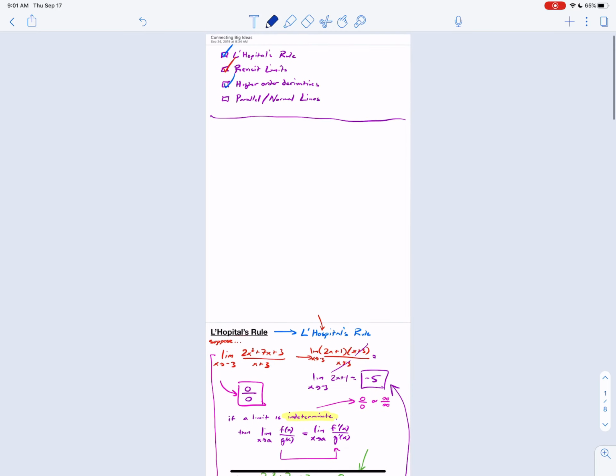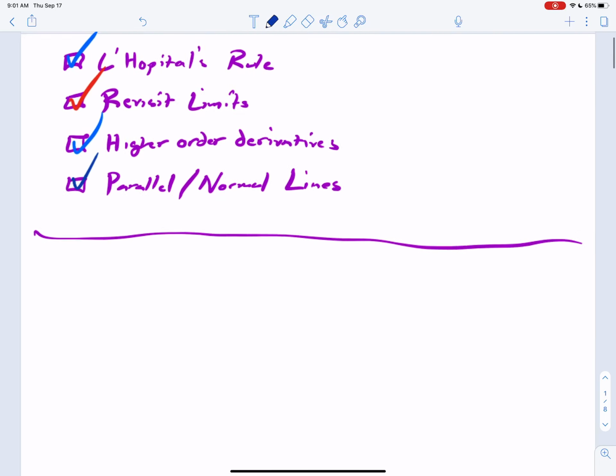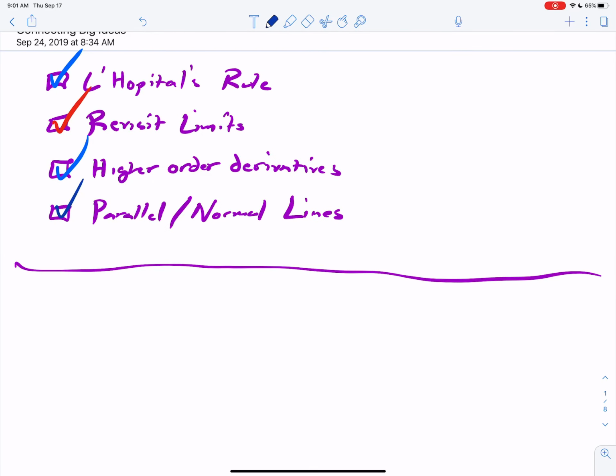So that's it, you guys. We were able to explore L'Hopital's rule, which is another way of finding limits. We revisited limits and understood that whenever you see a limit definition of a derivative, you could take your shortcut. Higher order derivatives, you're just taking derivatives in higher order. You're learning how to write it in Lagrange and Leibniz notation. Don't worry about spelling those out, but just understand how they represent the problem there. And lastly, understanding what parallel lines do and how they behave, as well as normal lines.